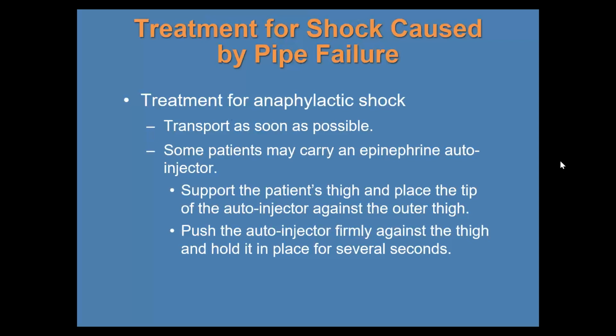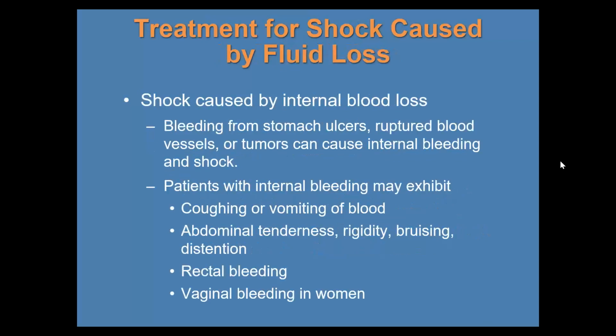If they have an EpiPen, support the patient's thigh and place the tip of the auto-injector against the outer, meaty part of the thigh after you take the safety cap off. You don't have to slam it. You're just going to put pressure and push the auto-injector firmly against the thigh, and it will automatically inject. Hold it in place for several seconds, let it deliver the dose, and take it out. Make sure you note what, where, and how it was administered by the patient with you assisting.